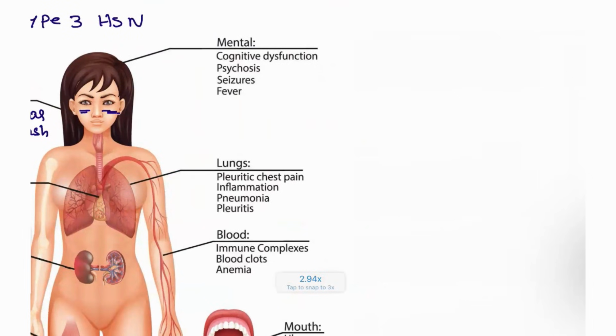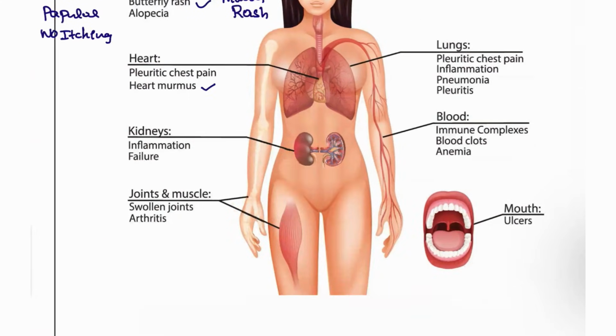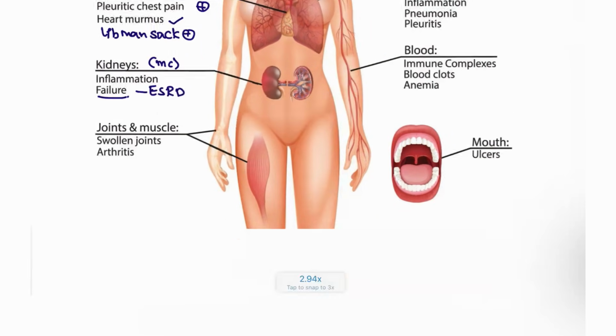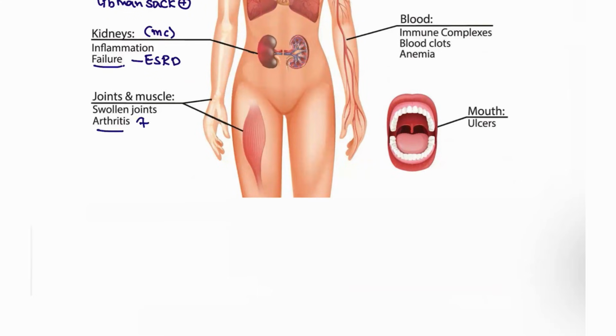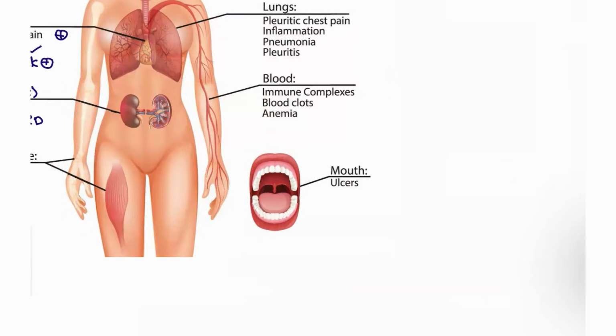Next, coming to the brain and CNS, the patient will have seizures, fever, and psychosis. Next, heart murmurs and Libman-Sacks endocarditis will also be seen, and pleuritic chest pain is also seen in this patient. In the kidneys, lupus nephritis is the most common cause, leading to kidney failure and end stage renal disease. Next, coming to the joints, arthritis will be present, and recurrent ulcers.